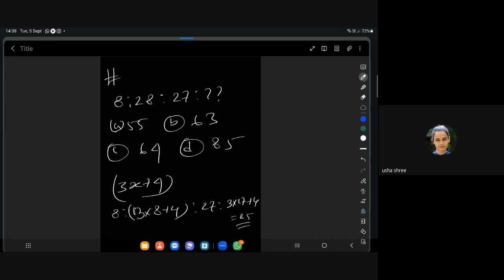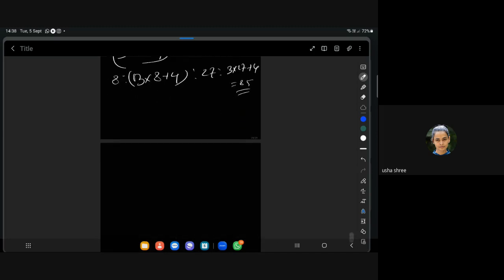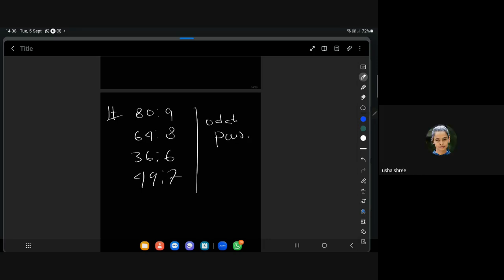Okay. Now another problem. Suppose choose the odd pair or odd number, whatever. Suppose 80 is to 9, then they are giving you 64 is to 8, then 36 is to 6, then 49 is to 7. Which is the odd pair? 80 is to 9, because all the others are squares. Yes, squares.